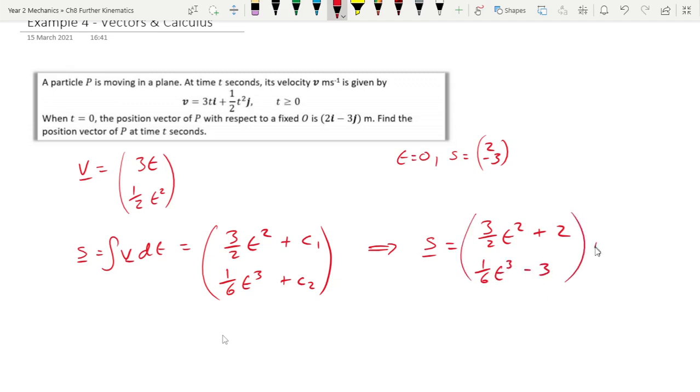Okay. If it gave you something different to this, maybe it said when t is 2, this is a displacement, you'd have to substitute it in and work it out properly. But here it's quite nice and straightforward.